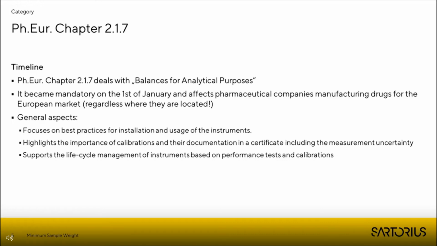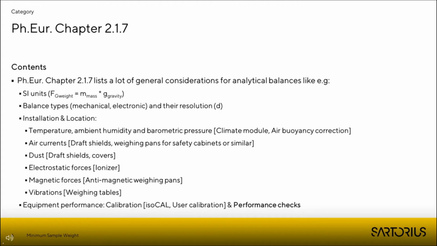It highlights the importance of calibrations and their documentation and certificate, including the measurement uncertainty, and supports the life science management of instruments based on the performed tests and calibrations. The European Pharmacopeia Chapter 2.1.7 lists a lot of general considerations for analytical balances, like for example, it defines the SI units as force is mass multiplied by gravity. It defines the balance types, mechanical, electronical, and their resolution, and it deals with installation and location.